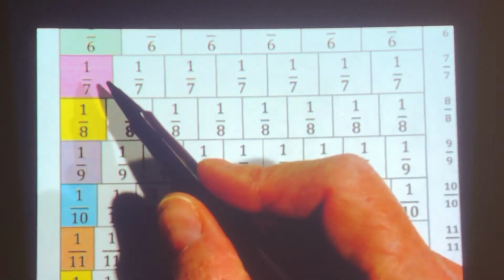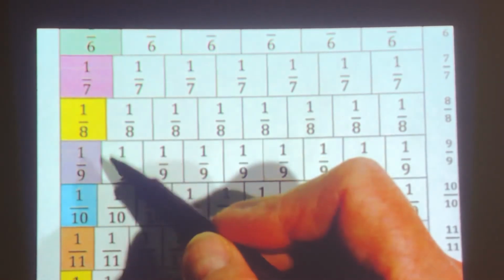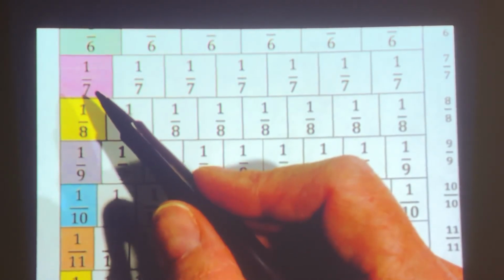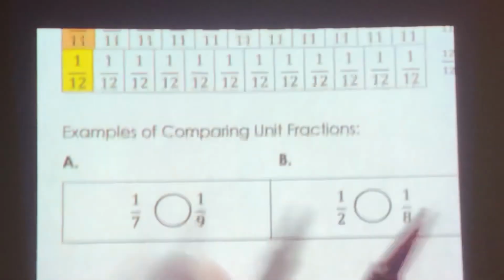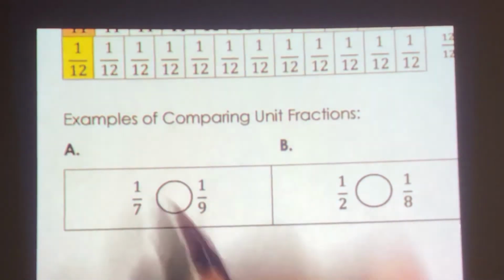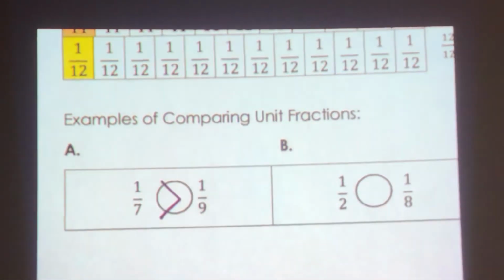Here I'm sharing with 7 people total. Here I'm sharing with 9 people. I'm going to have a bigger piece if I only have to share with 7. So when you're comparing unit fractions, when you notice that both of these fractions have a numerator of 1, the fraction with the lower denominator will actually be greater because the pieces are bigger. You could always look back up to this chart as well if you forget, or we could just draw a diagram of that if we didn't have that chart in front of us.